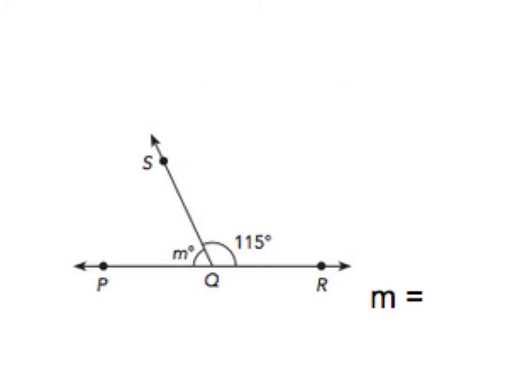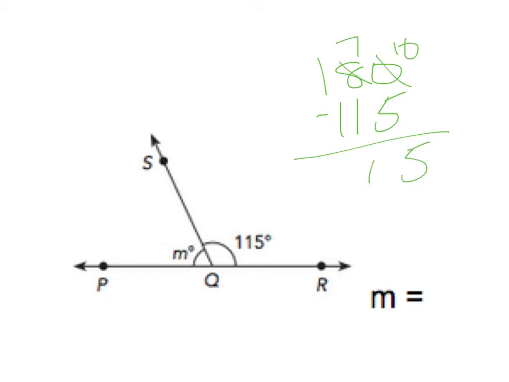For this one, these are supplementary angles. Supplementary angles add up to 180 degrees or make a straight line. So we will do 180 minus 115. If you do 180 minus 115, you will simply borrow, and 65 degrees is your other angle.